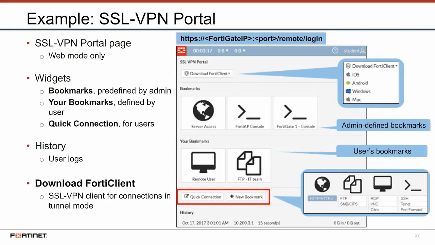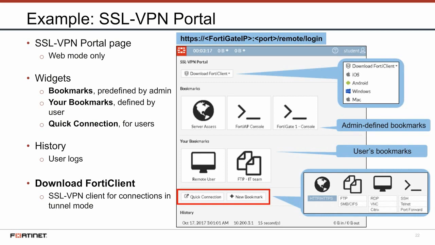This slide shows an example of an SSL VPN web mode portal page after the user logs in. It allows you to download a standalone client from the Download FortiClient drop-down list. This standalone client is used to connect to SSL VPN in tunnel mode. Also notice the SSL VPN bookmarks provide links to network resources. The settings for web mode allow users to use the administrator-defined bookmarks in the Bookmarks section. Users cannot modify administrator-added bookmarks. Use the widget in the Your Bookmarks section to add personal bookmarks. Access network resources directly using the Quick Connection widget.